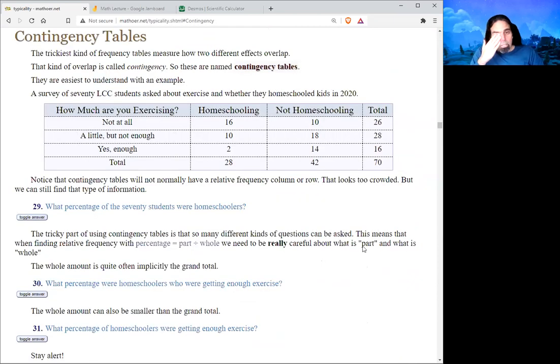the last kind of tables, something that's new for today, are contingency tables. Contingency is how different effects overlap. So I'm just going to put this one on the Jamboard. It's easier to play with than talk about it.